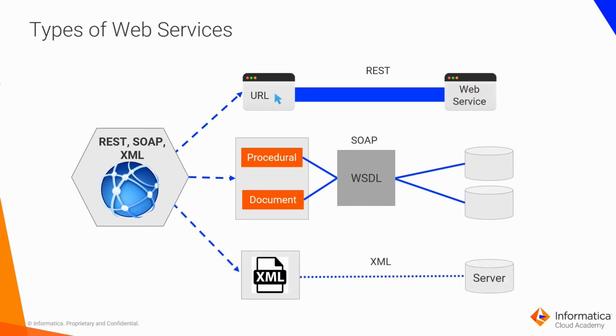The third type of web services used is XML over HTTP. In this case, XML is posted over HTTP to access web service resources and return the response in XML.